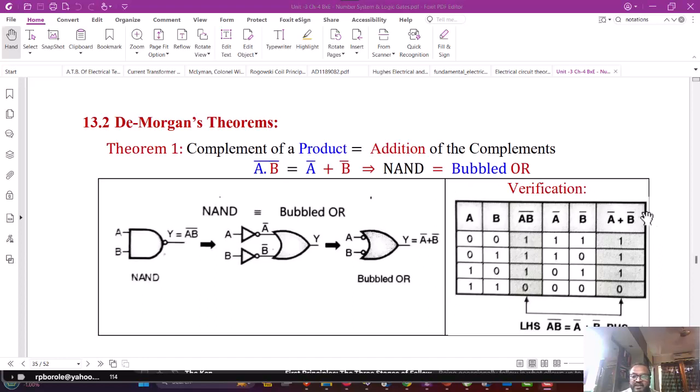So we will see here from the table that column number 3 and column number 6 are the same. It means (A and B) complement is equal to A complement or B complement. And therefore, what De Morgan's theorem says, that the complement of the product is equal to the addition of the complements, is proved from this table.